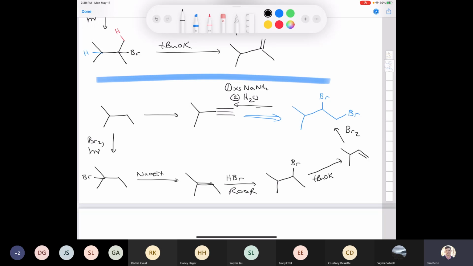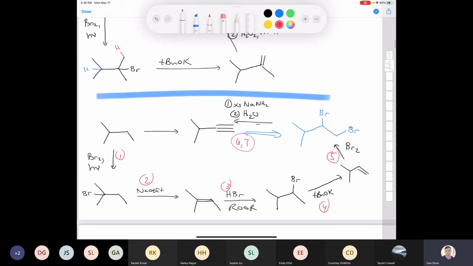It's a total of 7 steps, right? You have 1, 2, 3, 4, 5, 6, and 7. It's a pretty long synthesis. So that's a perfect example of where you might get stuck. 7 steps is a lot of steps. But if you go backwards, and then you look at what the possibilities are going forwards, oftentimes you can solve these kinds of problems in that way.